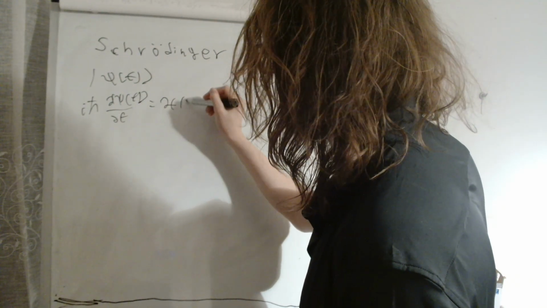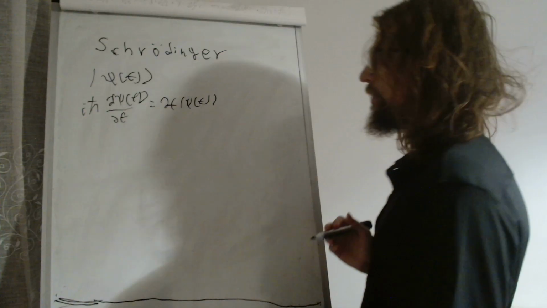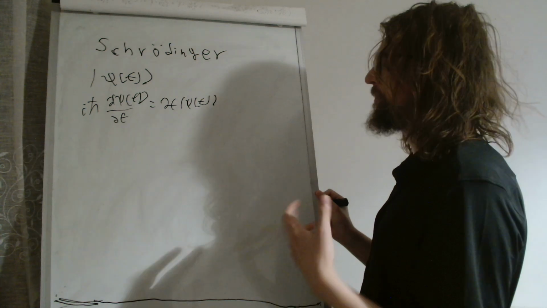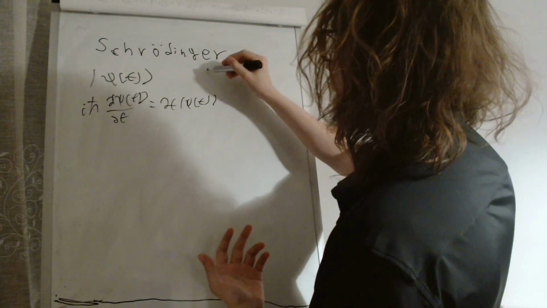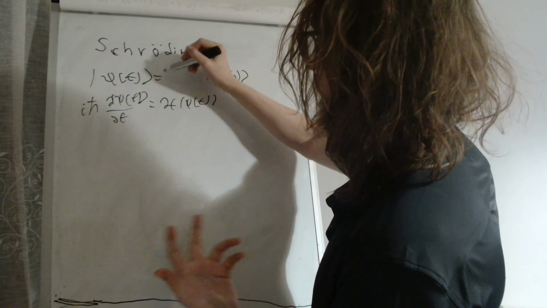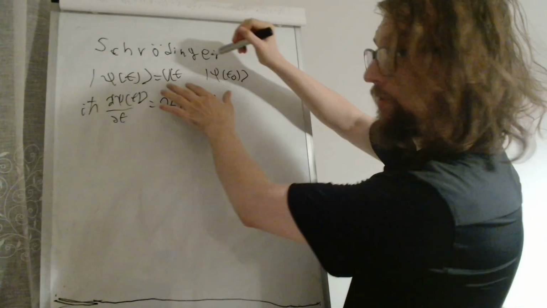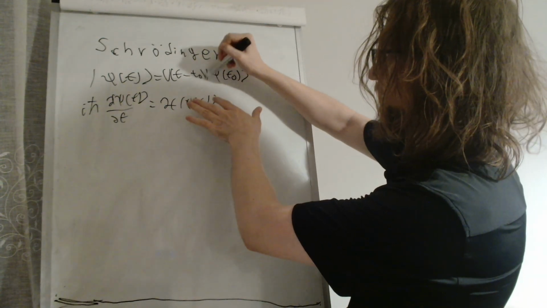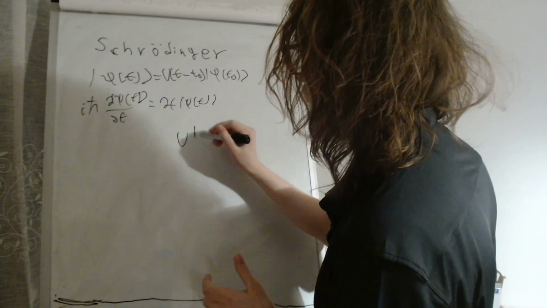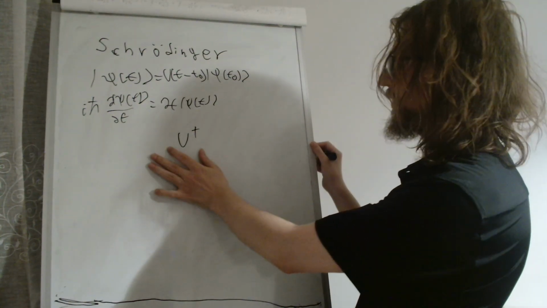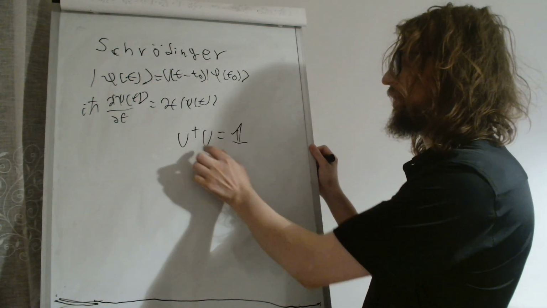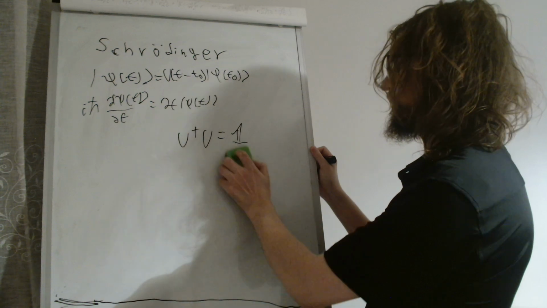d/dt of psi of t equals H of psi of t. These evolved states can be viewed as an evolution of a previous state at time t0 through a matrix of evolution u of t minus t0. This is a unitary matrix, so its inverse is u dagger, the conjugate transpose, and u dagger u undoes the time evolution, so it gives the identity matrix.